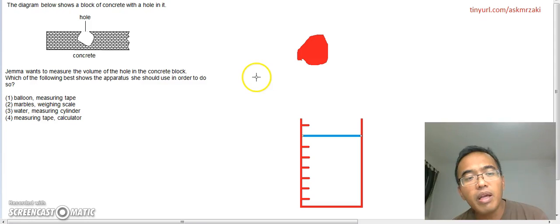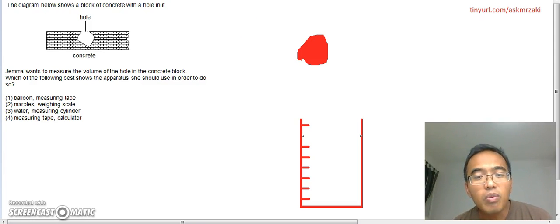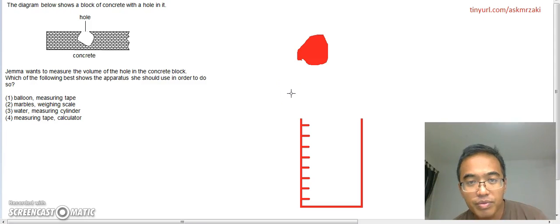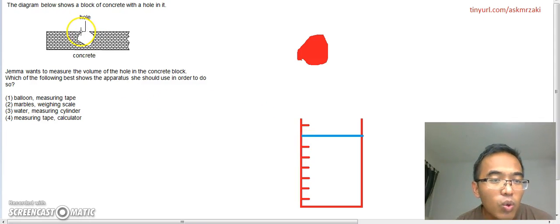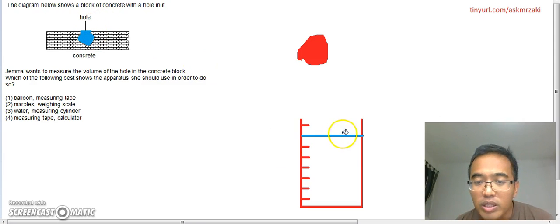Now, if this is 70 ml of water, and then I pour some of the water here into this hole. Now imagine that this hole is now filled with water. Will the level here increase or decrease?